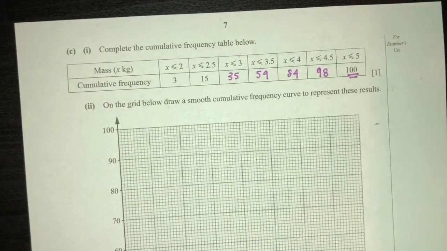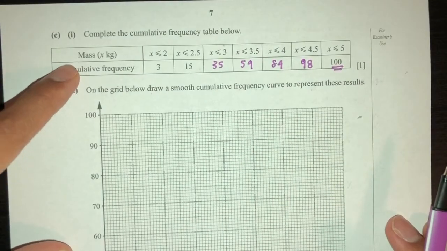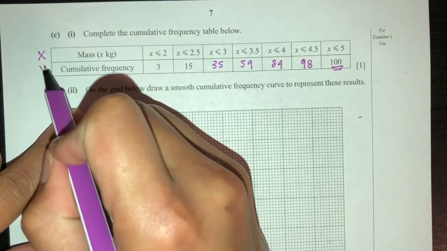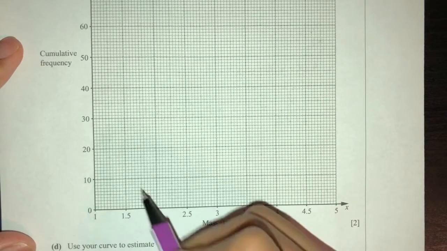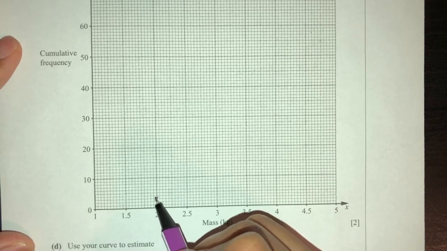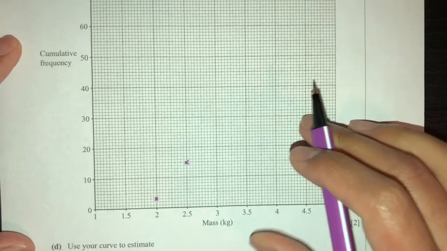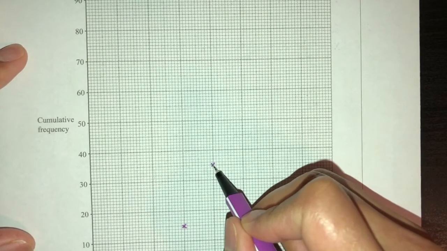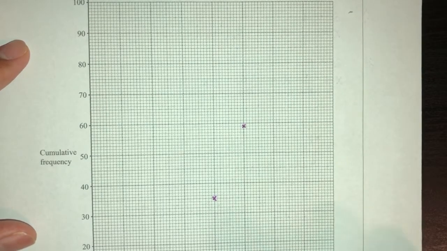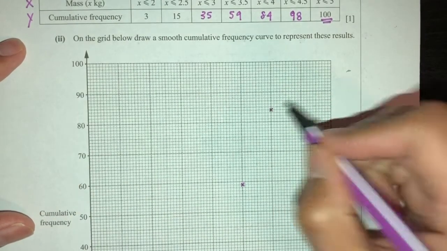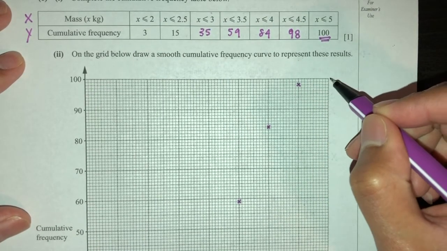Now, since we have the table now, we can draw your cumulative frequency curve. This is just like your x and your y, so we have to find these points. First point is 2, 3, so 2 will be here. 3 is 1, 2, 3. Then we have 2.5, 15. Then we have 3 will be 35. Then we have 3.5 will be 59. 4 will be 84. 4.5 will be 98. And 5 will be 100.